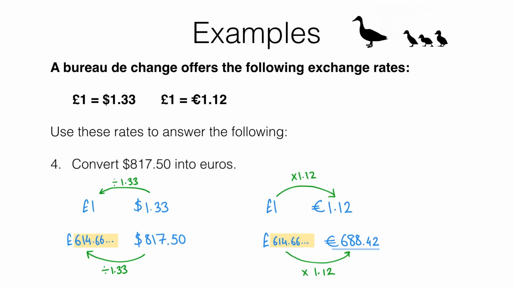Here is one set of workings you might have done. Even if you tried a different method, maybe you tried working downwards, you still should have got an answer of €688.42. In my workings here, I have converted $817.50 into pounds, about £614 and a bit, using this conversion here. And then I've used this number of pounds, 614 and a bit, and this conversion up here to turn that into euros, and I get 688.42.